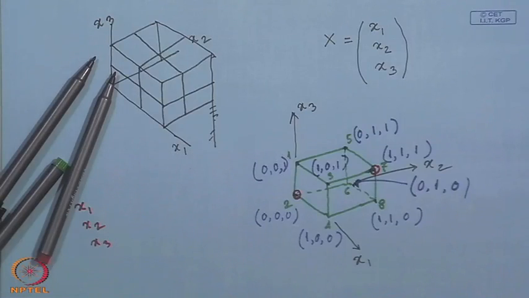Now, if you look at the coordinates of all the 8 vertices, you find that considering the x 1 component, the x 1 components of all the 8 vertices are either 0 or 1. So, the minimum is 0. Similarly, x 2 component minimum is 0, x 3 component minimum is 0. So, 0, 0, 0 is one of the vertices which is required to define this volume element, and that is what is this one.